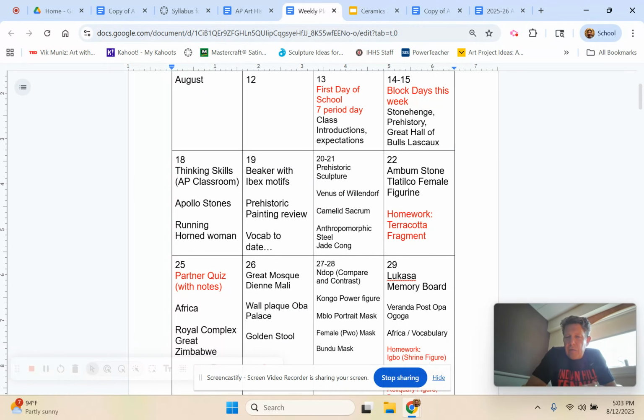And then in red over here on the 22nd, we have a homework assignment where you're expected to look up the terracotta fragment using our website on your own. That is by design so that I know that you're able to do that. So we'll check that on Monday, the 25th, and take our first partner quiz, and then move on to Africa, and so on and so forth.